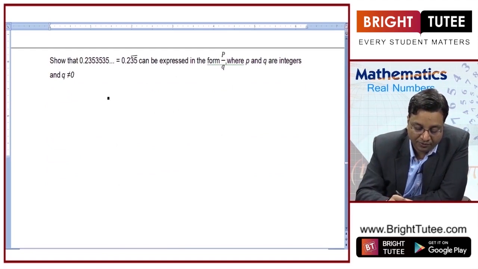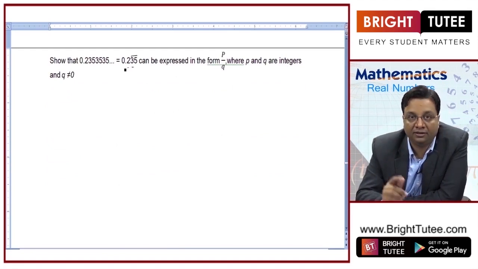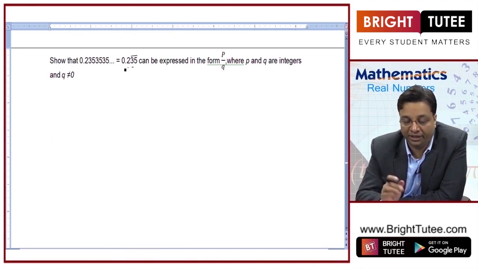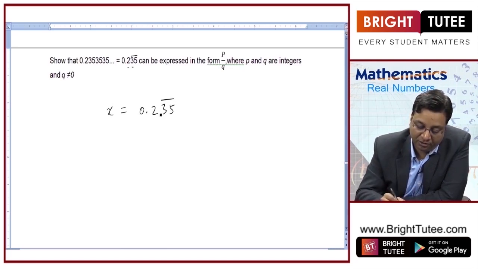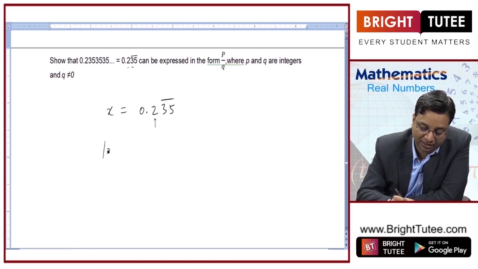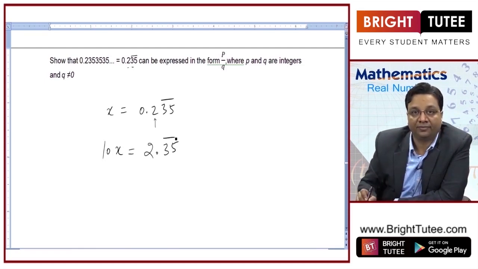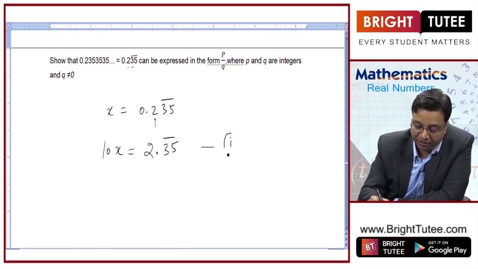Now we have got a number where we have got a repeating block and a digit which is not repeating. So let us assume it to be equal to x, 0.235 bar, right? Now first thing I'll do is I'll bring this non-repeating number before the decimal. How can I do that? I multiply both sides by 10, so it will become 2.35 bar, right? Let it be my first equation.